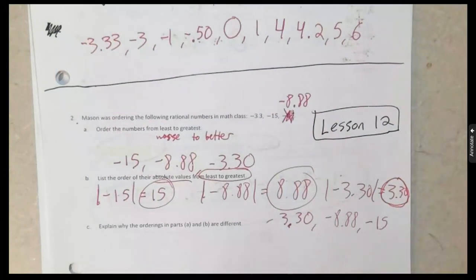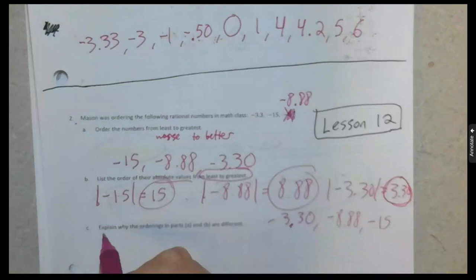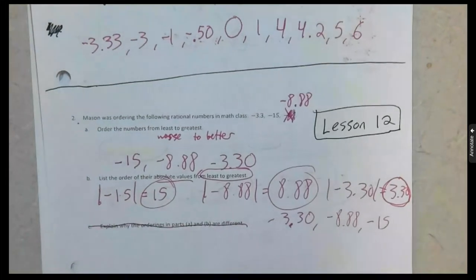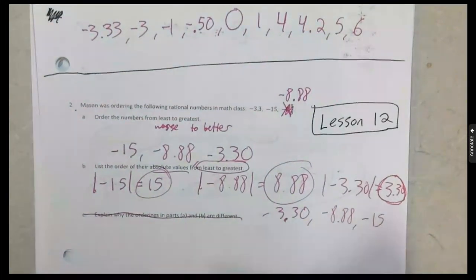So again, kind of a tricky concept. And I just sort of explained why they're different. You can skip that part. When it's a negative, the absolute value is not negative. That's just the way that it is.